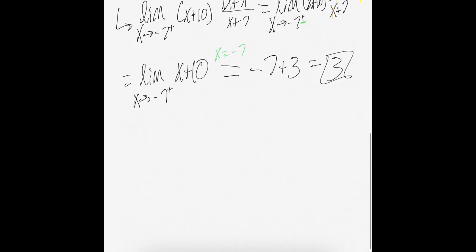Now, what happens if we approach it from the other direction? Well, let's find out. So if we look at the limit as x approaches -7 from the left-hand side, in this case, if x is smaller than -7, again, it could be tiny, hardly smaller than -7.